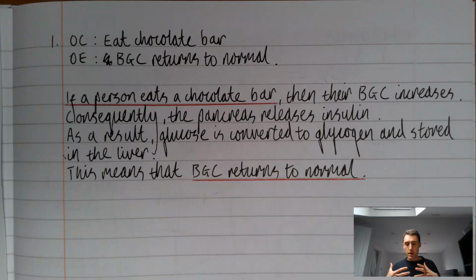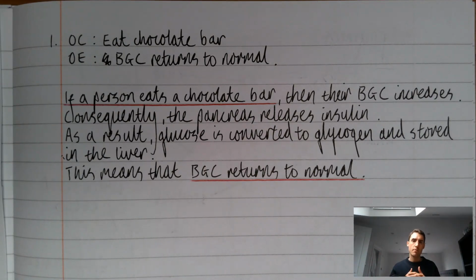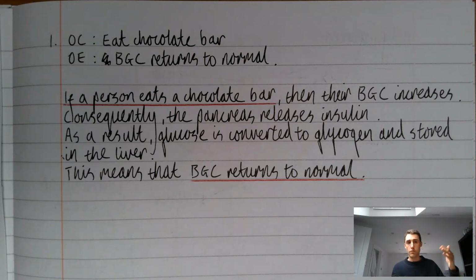So essentially what I'm doing, and there's a question in the slides which I've taken this from, is explaining how, after eating a chocolate bar, the pancreas helps your blood glucose concentration return to normal. So firstly, I need to identify the overall cause and effect. In this case, eating a chocolate bar is the overall cause. That's the first thing that happens. The fact that the blood glucose concentration returns to normal, that is the overall effect.